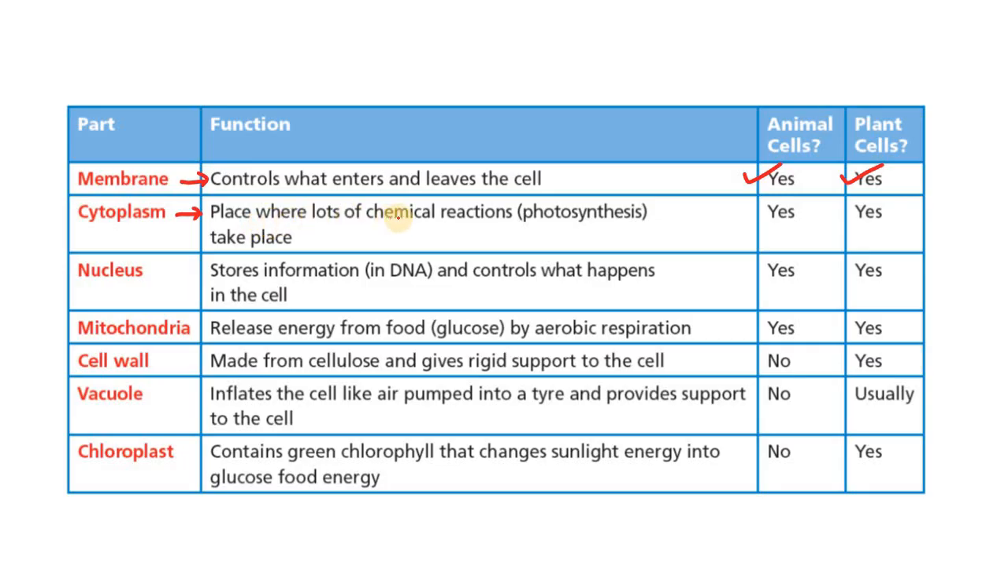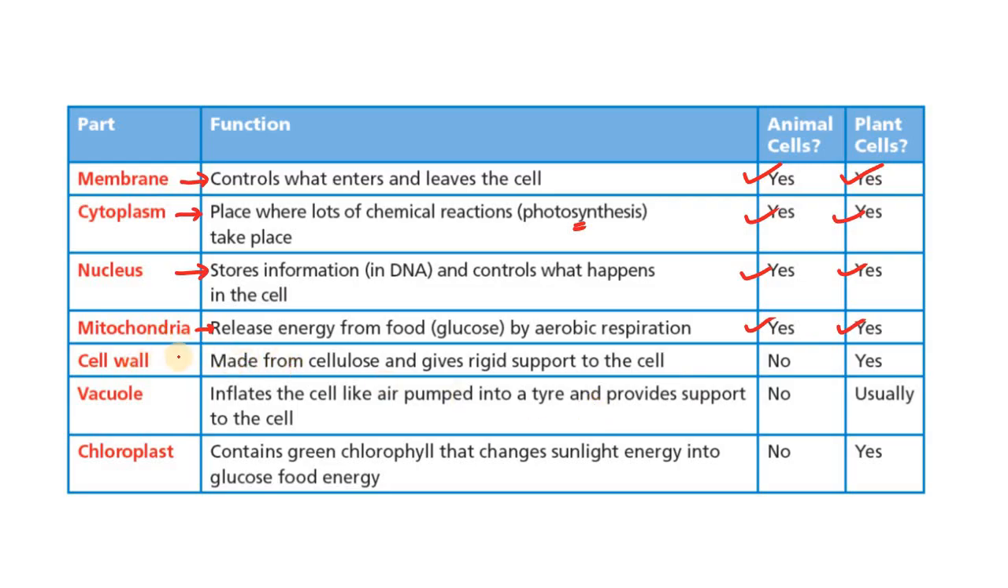Next is cytoplasm. It is the place where lots of chemical reactions take place. So now one of the chemical reactions is photosynthesis. Now this is present in both animal as well as plant cell. Next, the nucleus. Well, it stores information in DNA and controls what happens in the cell. Again, it is present in both of them. Next, mitochondria, which release energy from food, glucose, by aerobic respiration. Again, this is present in both of them.